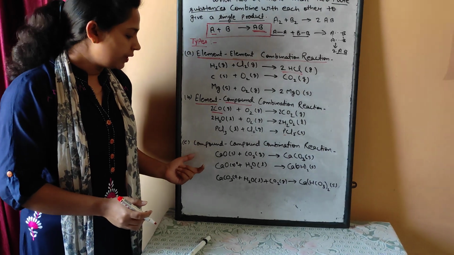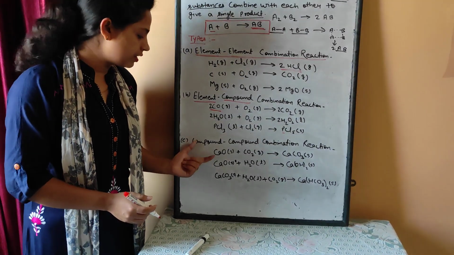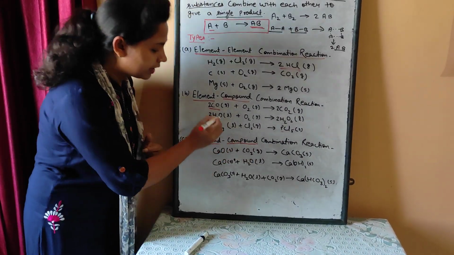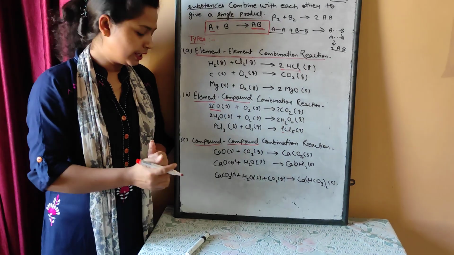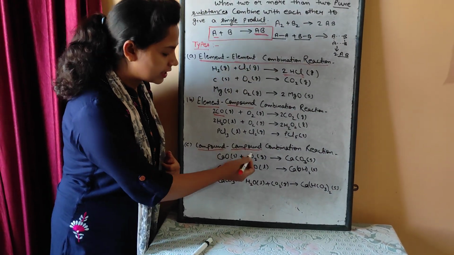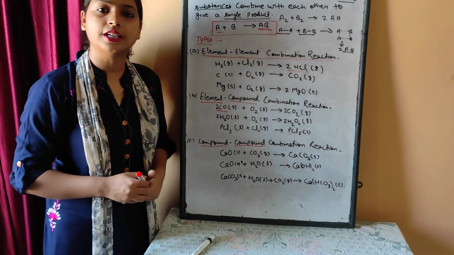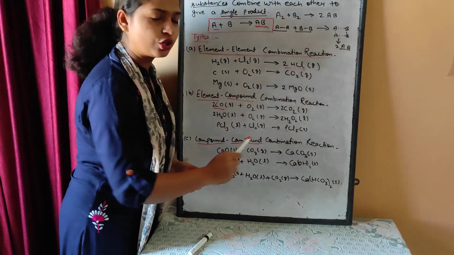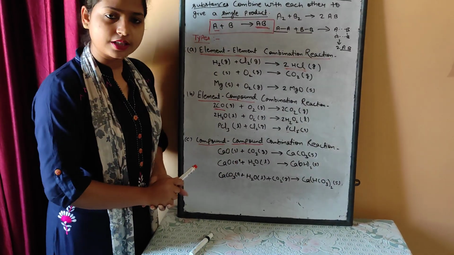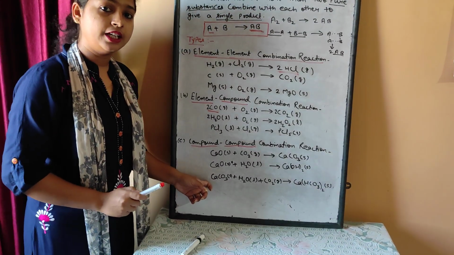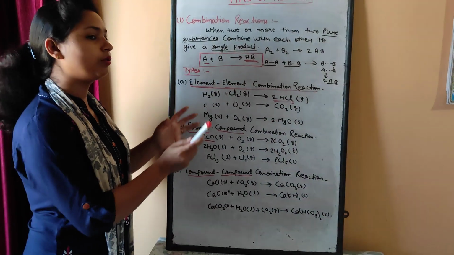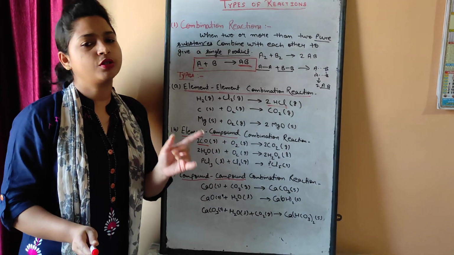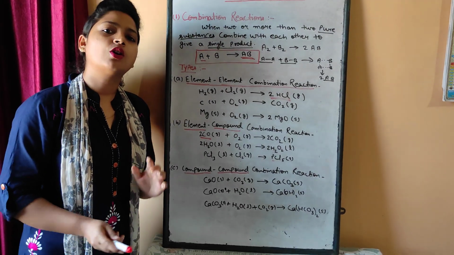Right? Now we are having the third type of combination reaction, which is compound-compound combination reaction. It means both the reactants are in compound form. Correct? As for example, CaO plus CO2 gives rise to CaCO3, that is calcium carbonate. CaO plus H2O gives rise to Ca(OH)2, that is calcium hydroxide. And one more example I have taken here so that you remember, it's not that only two reactants combine together. The number of reactants can be more than two, but the product should be single. That is the characteristic feature of a combination reaction.